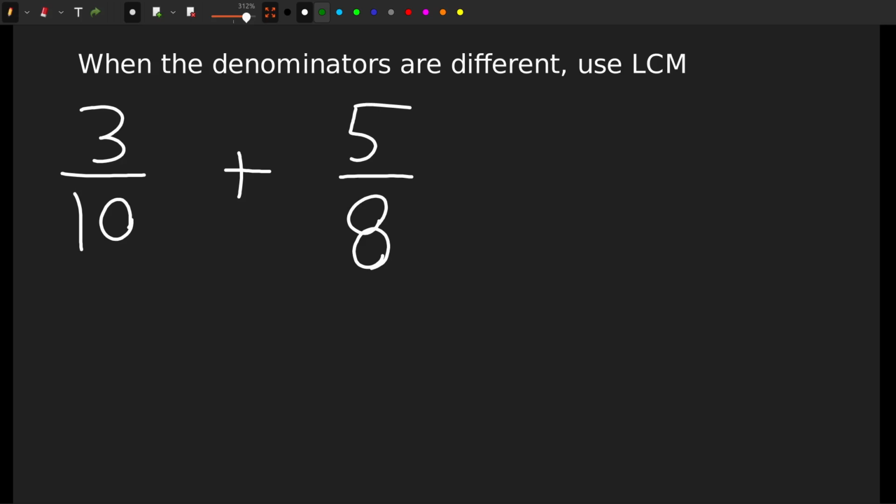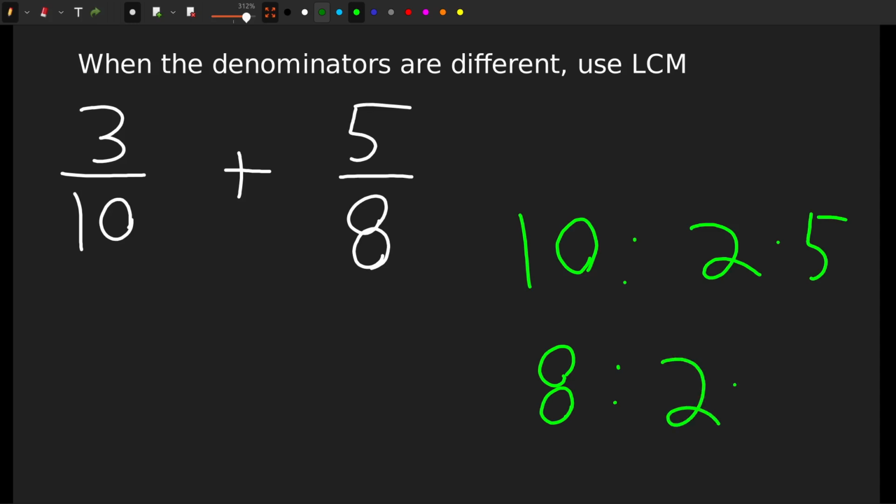The easiest way to do that is to take our two denominators, 10 and 8, and find the prime factorization of both of them. We'll start by doing that, and then we will basically combine the prime factors that they have in common. Okay, so if we have 10 and 8, I'm just going to write this in green. 10 as a prime factorization is 2 times 5. And then 8 as a prime factorization is 2 times 2 times 2.